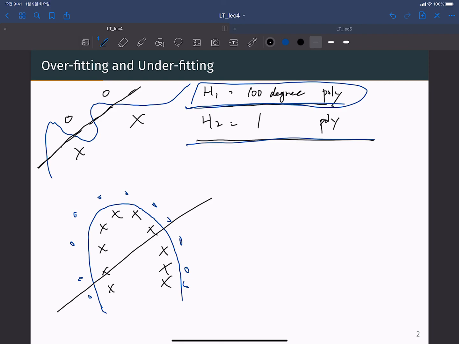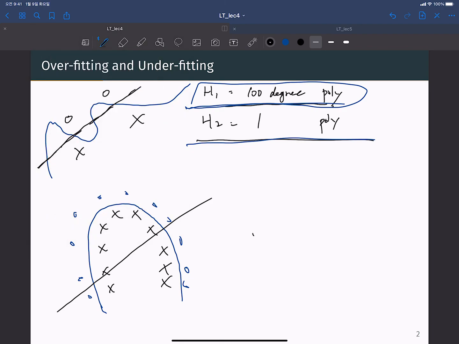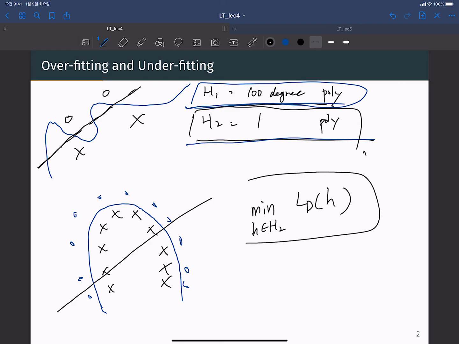Okay, so as you can see, even for the training data points, the second hypothesis class has a huge error. So naturally, this already has a very huge value. This is called bias error, and this case is called the underfitting case.